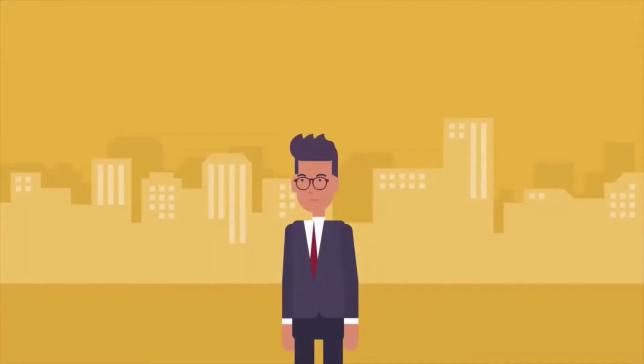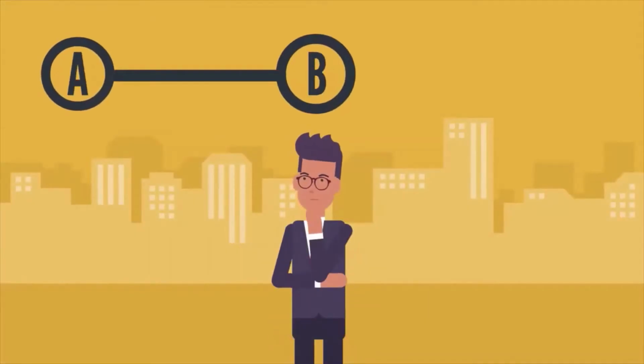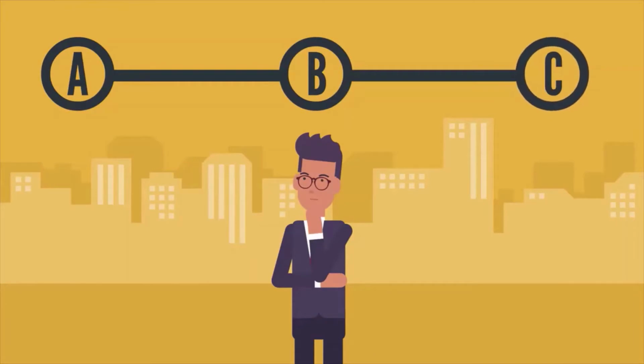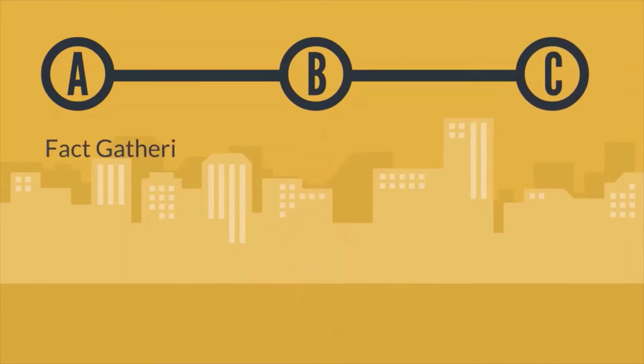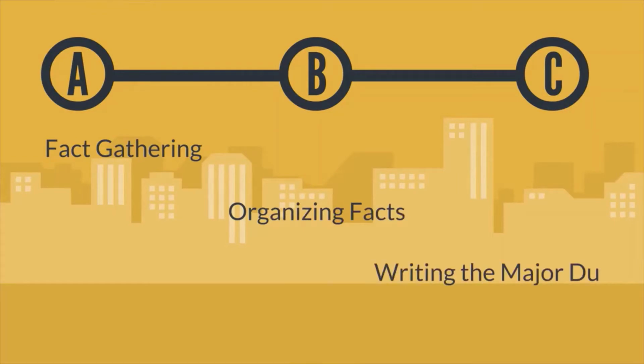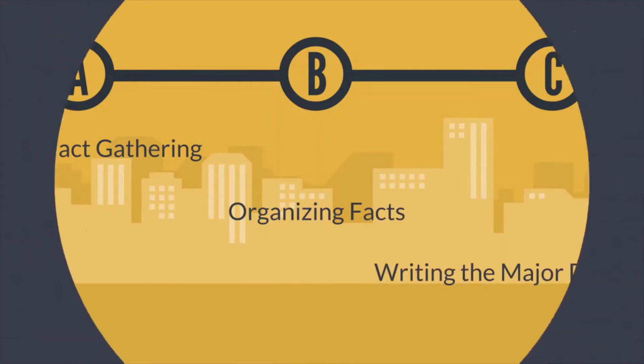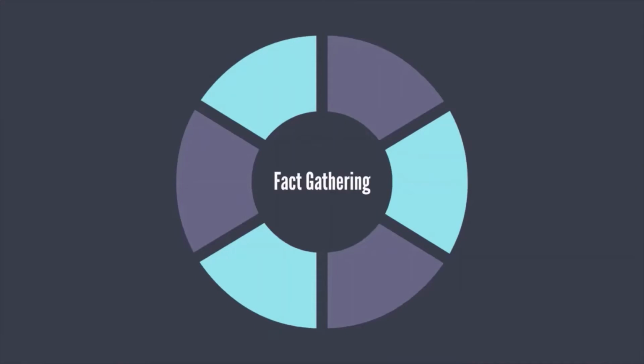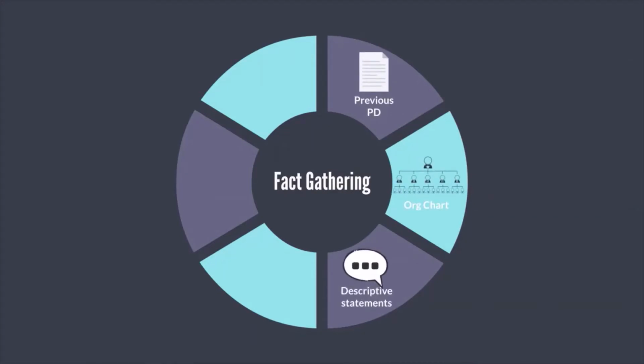Now we will talk about the 3 steps you need to take when writing an effective position description. The first is fact gathering, followed by organizing facts, and finally writing the major duties. When doing the fact gathering, it is important that you first collect and review all available information about the position, such as the previous position descriptions, organizational charts, and descriptive statements about the job.